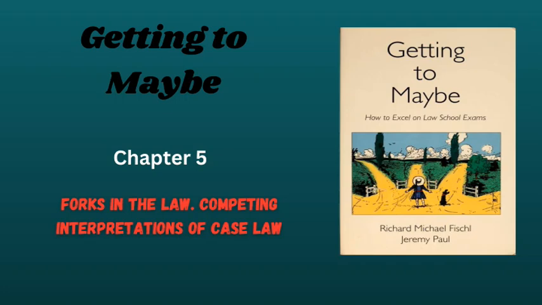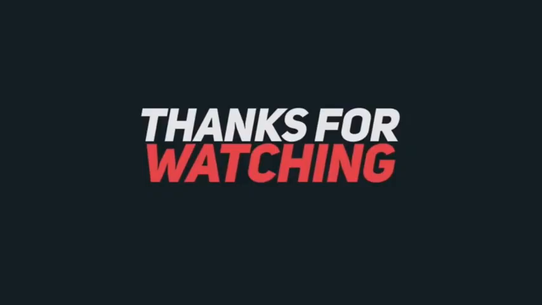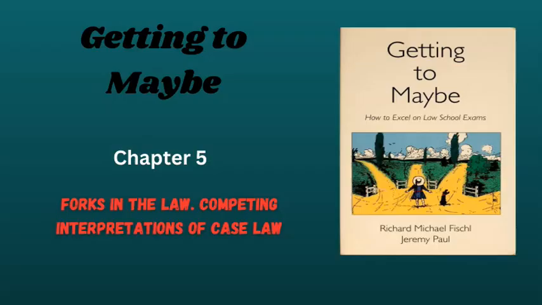Chapter 5. Forks in the Law. Competing Interpretations of Case Law. A now famous law school classmate once aptly described the experience of reading your first judicial opinion as a lot like stirring cement with your eyelashes. And for most students, it only gets worse when you go to class, where the professor can ask you virtually anything about the case, and for every question there seem to be a dozen different and equally plausible answers.